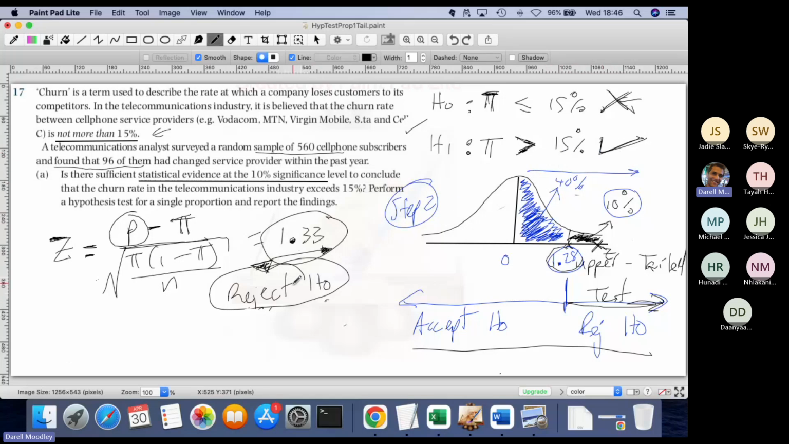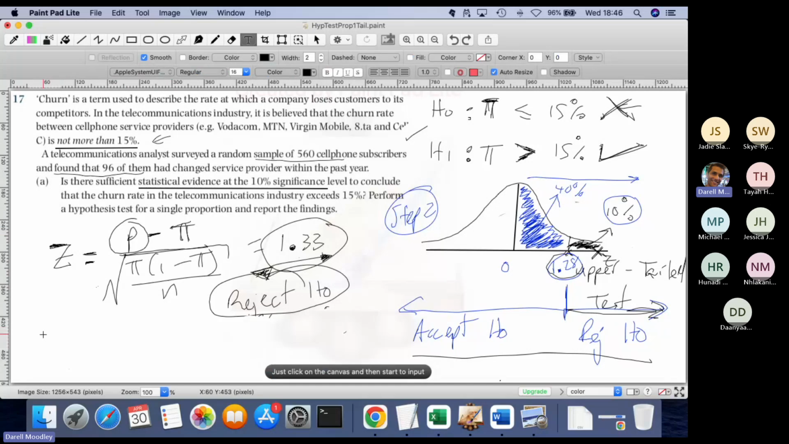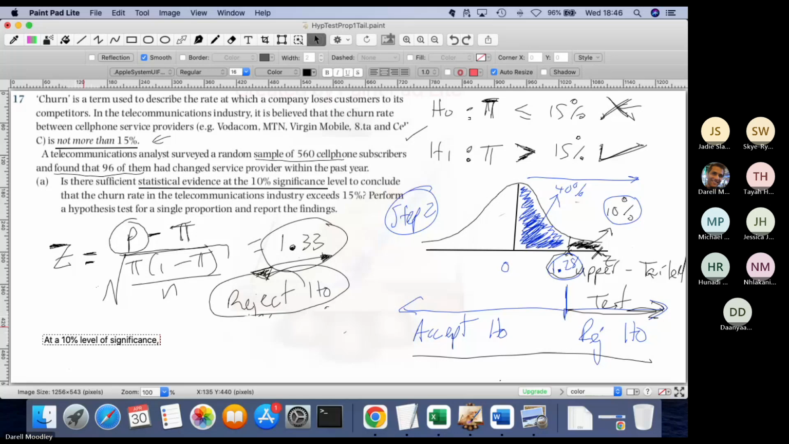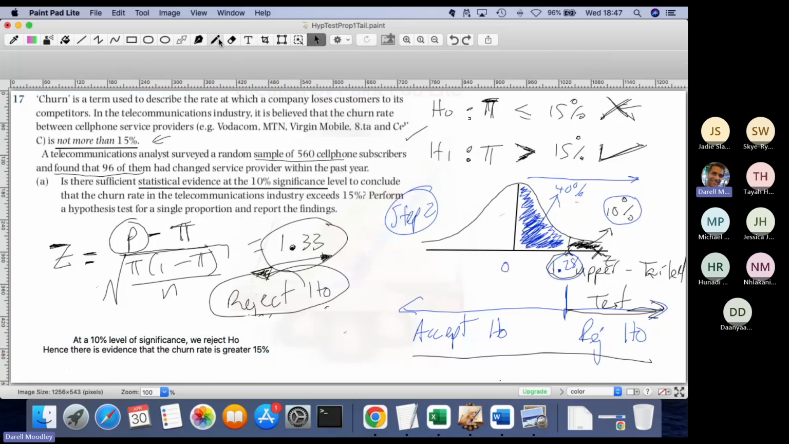All right. So how would you state that in words? You would say, at whatever your significance level is, at a 10% level of significance, we reject H0. Hence, there is evidence that the churn rate is greater than 15% or above 15%, however you want to write it, but it's the same thing. And this is your step 5, concluding it.